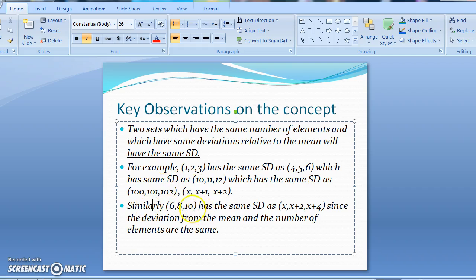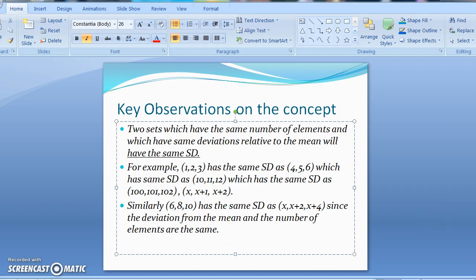Now 6 comma 8 comma 10 will also have the same SD as x comma x plus 2 comma x plus 4. Why? Because same concept. Here the deviations are plus 2 and minus 2, because you realize that the middle one is 8 and it's again the mean, if you calculate, is going to be 8. Here also, as you can see, it is evenly spread, and we'll see this later. It's called an arithmetic progression. So the difference is 2. So here this number is 2 more than the middle one. This number is 2 less than the middle one. The mean is going to come out to be the middle one. The deviations are plus 2, 0 and minus 2. Thus, these two sets have the same deviations, the same number of elements, and therefore the SD will be the same.